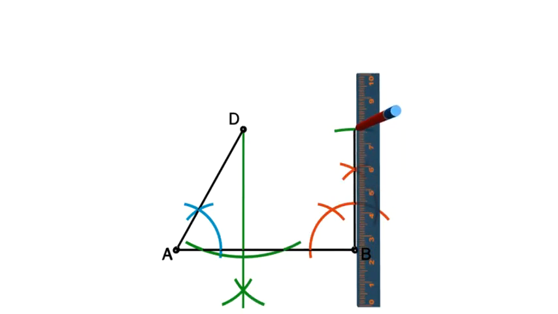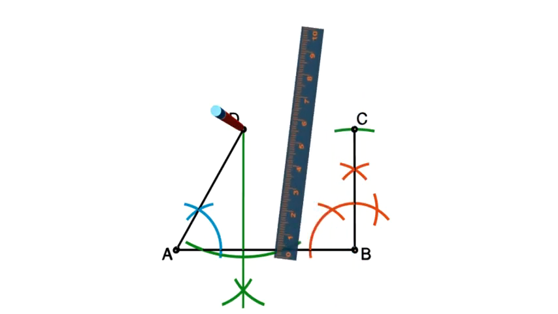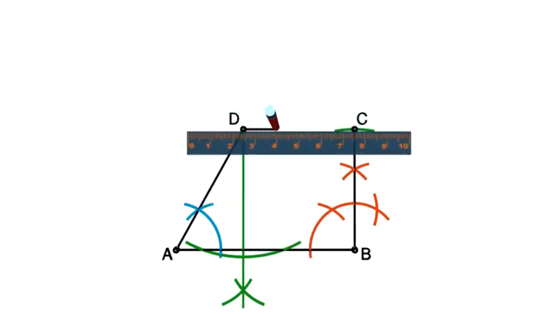And then now the final step will be to draw a line from D through C. So this is the point C. And so the final step, which is the last step in the construction, is to draw a line from D to C. All right? And that is the end of the construction.